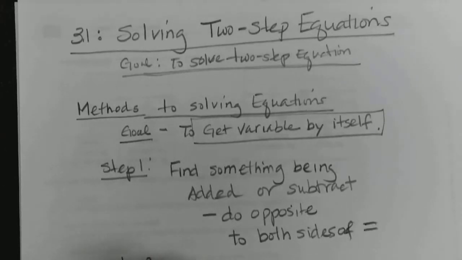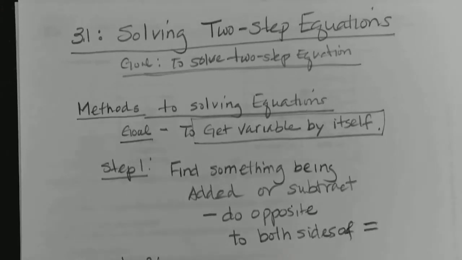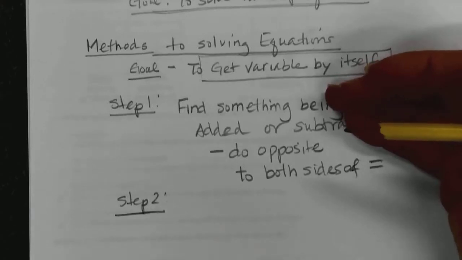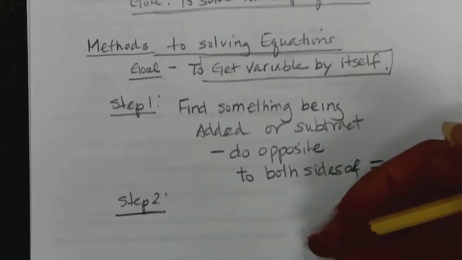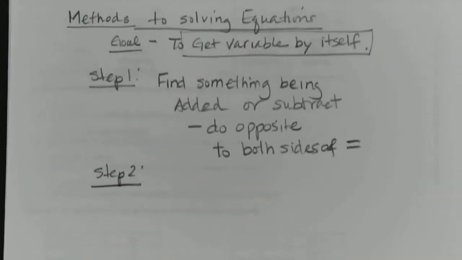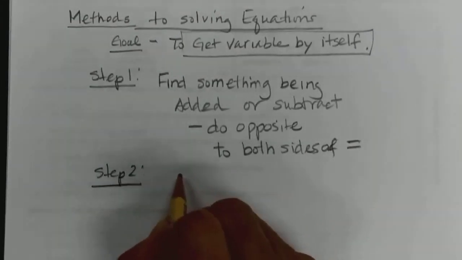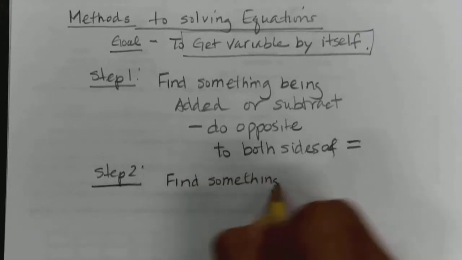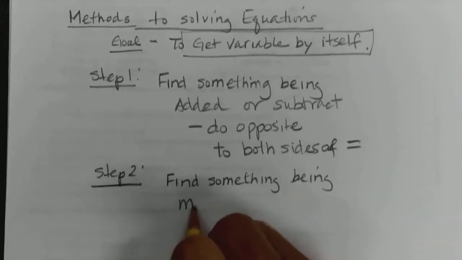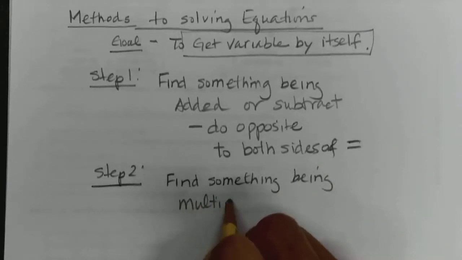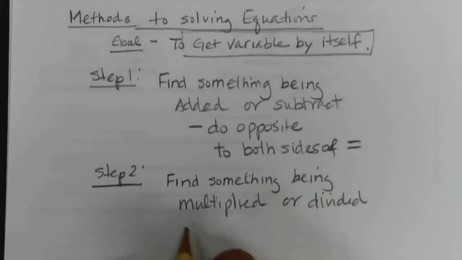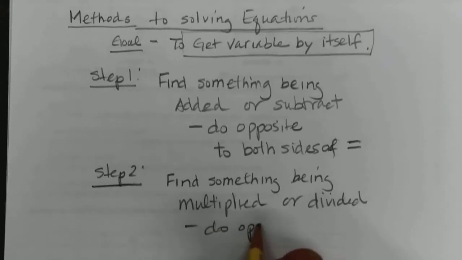Now, if there's nothing that's being added or subtracted, then you're going to move on to step 2. So we're going to go down the line of our reverse order of operation. So if you did this already, and then if x is not by itself, then you must go to step 2. And step 2 is to find something that's being multiplied or divided. And you're going to do the same thing. Do the opposite to both sides.